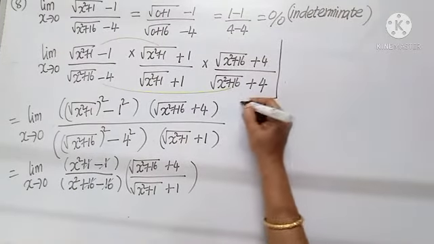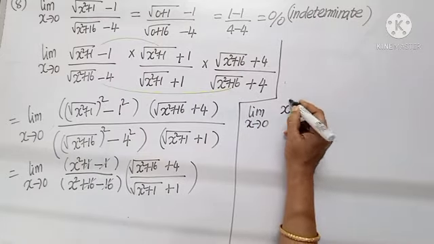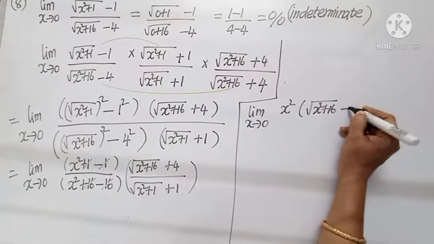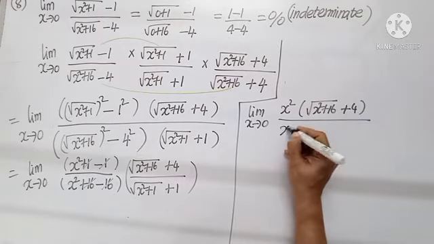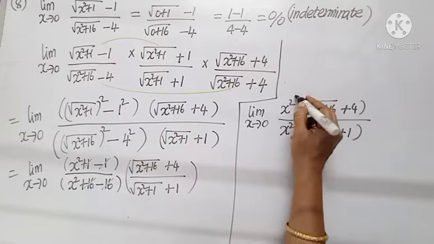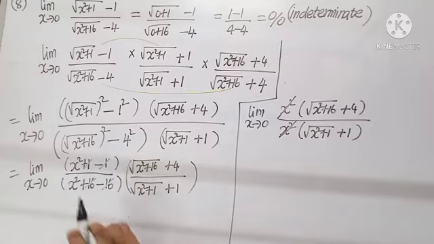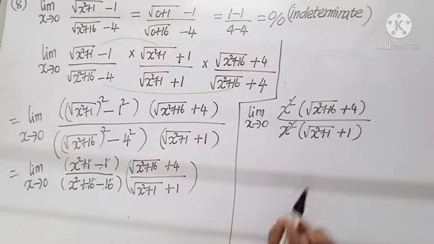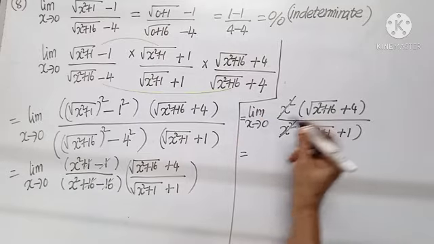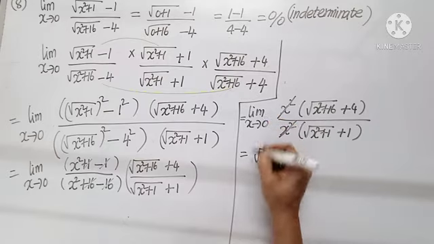We are left with limit x tends to 0, x square into root of x square plus 16 plus 4. Denominator x square into root of x square plus 1 plus 1. Again I can cancel x square. Now all the problematic factors, the negative symbols, the x terms, got cancelled. We can substitute the limit. Wherever x comes, let us put 0. So once I substitute, do not write limit.